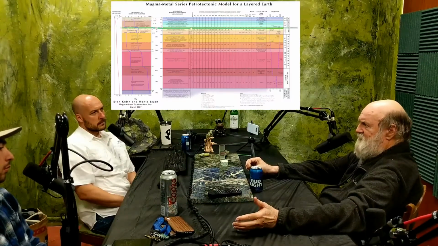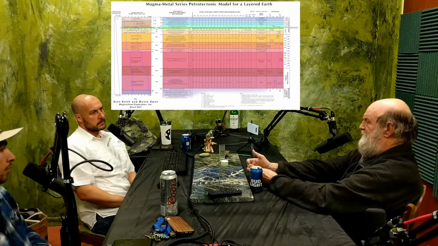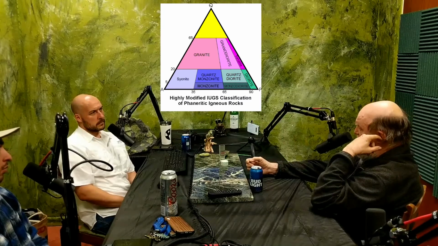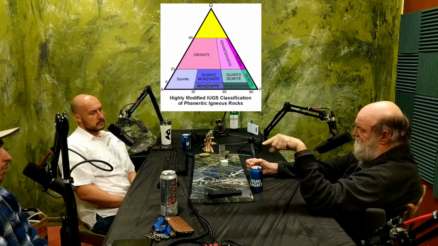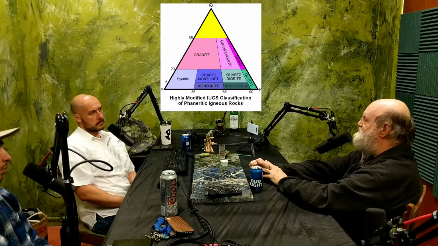You take something that everybody thought was one thing, and you break it down and you find out that there are other component parts to it. So that's what the whole magma metal series classification is, for example. If you go to the IUGS classification, it's a one-stop shopping chart. You just find out where your little rock plots on there, and then as far as Streckeisen was concerned, you're done. Okay, it's a granite. Well, it turns out that's just the start.